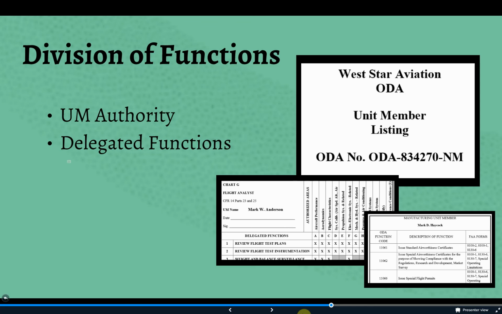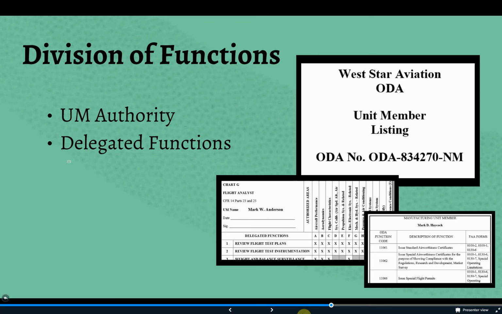You'll know you have the one that's been accepted by the FAA because they mark it with a red stamp. When you see your specific listing, EUMs will know that there's a matrix that looks nearly identical to what would be found in Order 8110.37. X's are marked for those areas where you have authority, and it probably looks very similar to what you may have as a DER if you have that FAA designation.